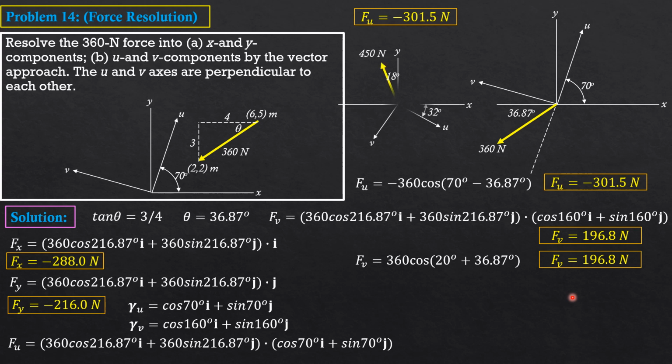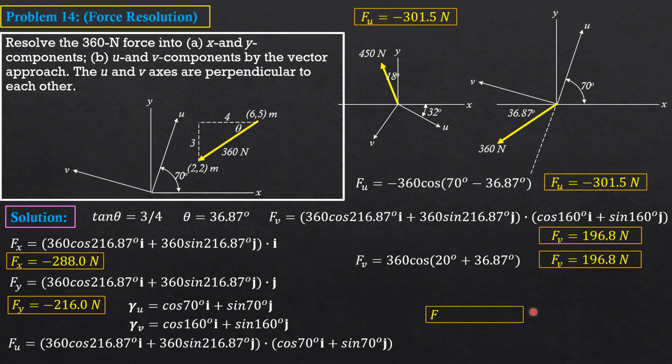Now for your part, I want you to answer this. That's the force of 500 newtons. And it makes an angle of 18 degrees with the y-axis. The u and the v-axis are still perpendicular. The u-axis makes an angle of 32 degrees clockwise from the x-axis.